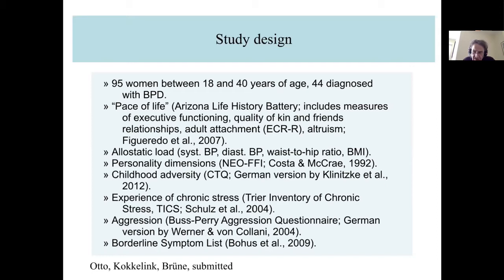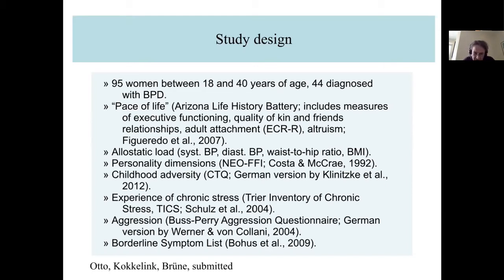Allostatic load is a concept put forth by Bruce McEwen, suggesting that the accumulation of somatic consequences of chronic stress leaves a somatic mark on the body, and that can be measured by different somatic or constitutional features like systolic and diastolic blood pressure, the waist-to-hip ratio, body mass index, and in addition, inflammatory markers in the serum, which we couldn't do because we had basically no money, or very little money, for that study.